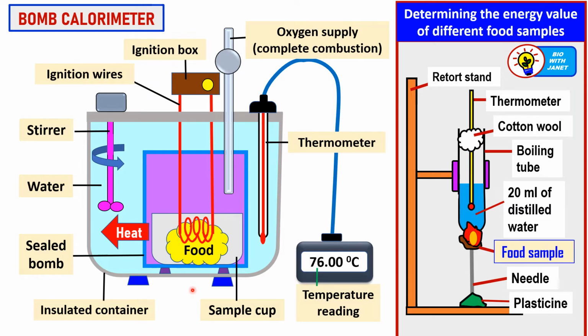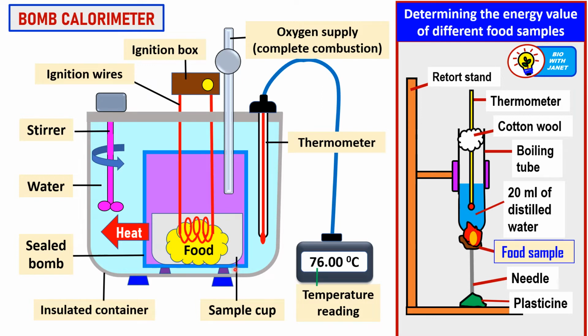Now this diagram shows us the bomb calorimeter, which is used to determine the heat of combustion of the burning of a particular food. From there, the energy value is calculated. That means the amount of energy released per gram, for 1 gram of the food. Right, so now let's have a look at the calorimeter.